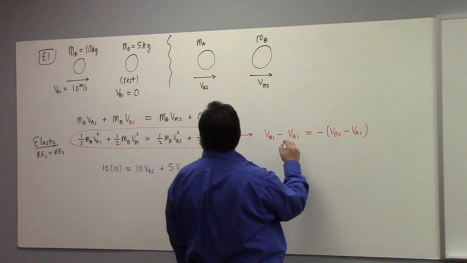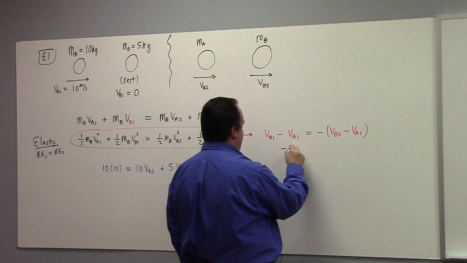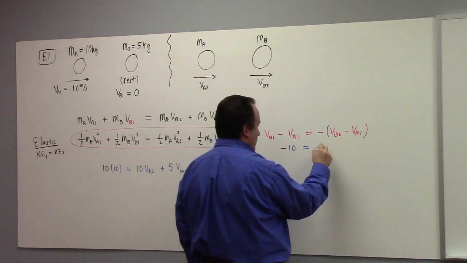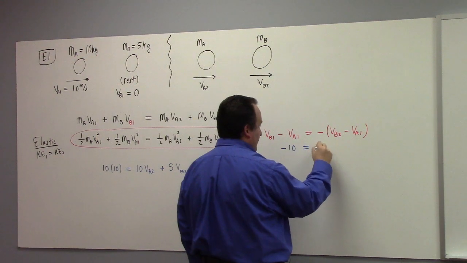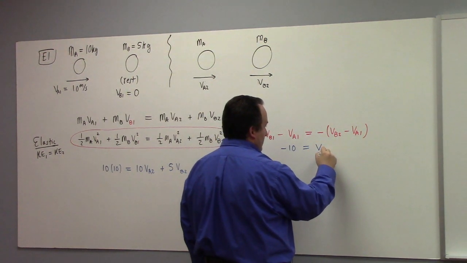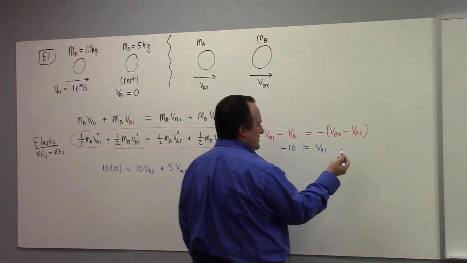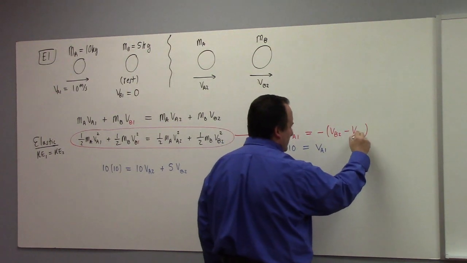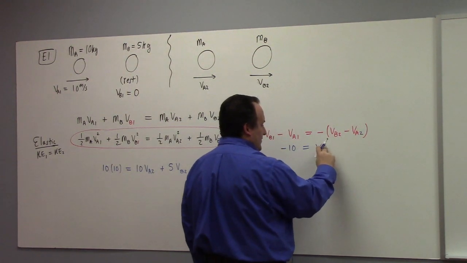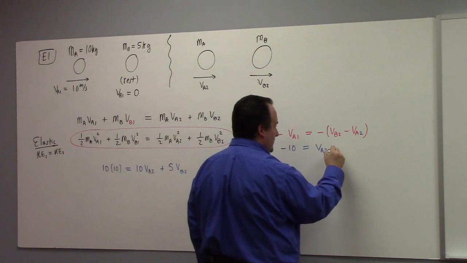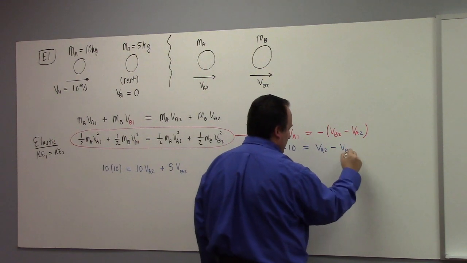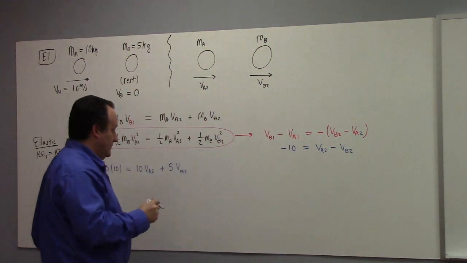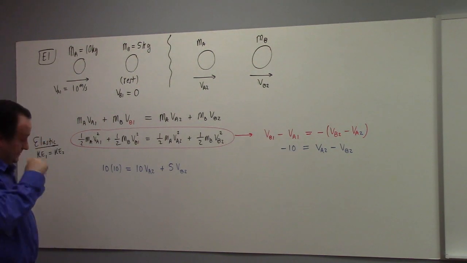VB1 minus VA1, which is 0 minus 10, is equal to what? VA1, what's wrong with me? VA2, dummy. Me, not you. Let's see here. VA2 minus VB2.